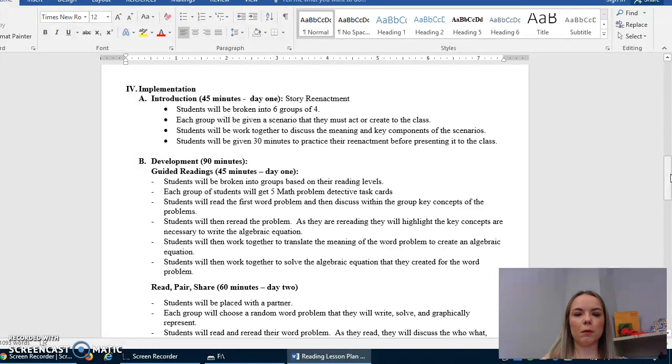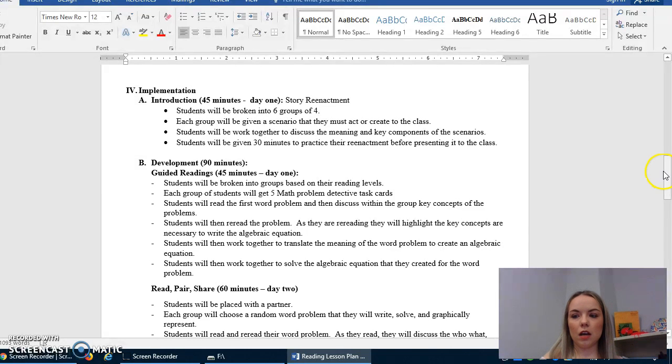For this, students will be broken into 6 groups of 4. Each group will be given a scenario, which is actually a word problem, that they must act out or create for the class. Students will work together to discuss the meaning and key concepts of the scenario. Students will be given 30 minutes to practice and reenact before presenting to the class.